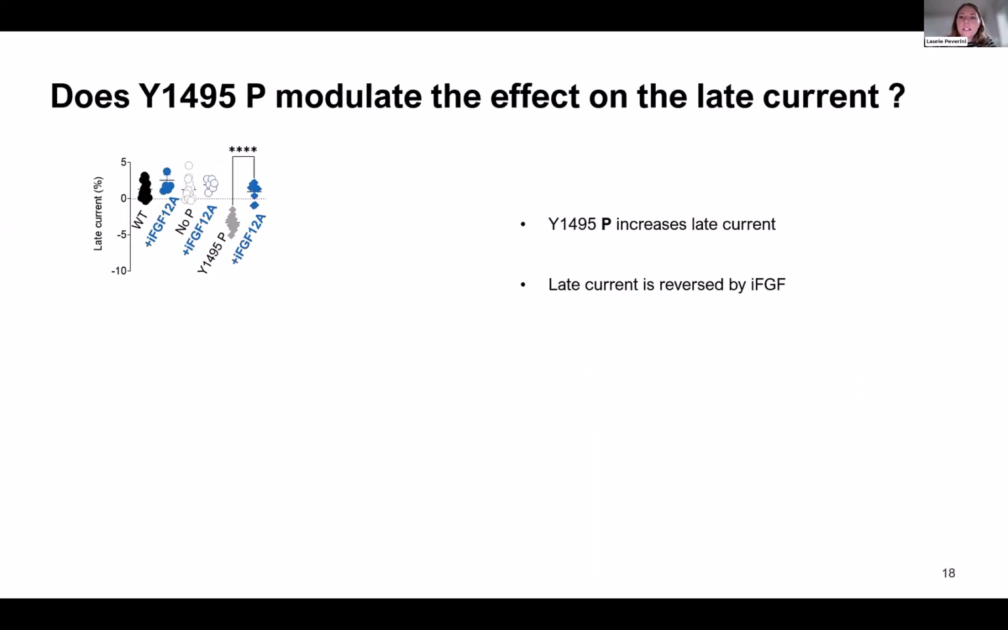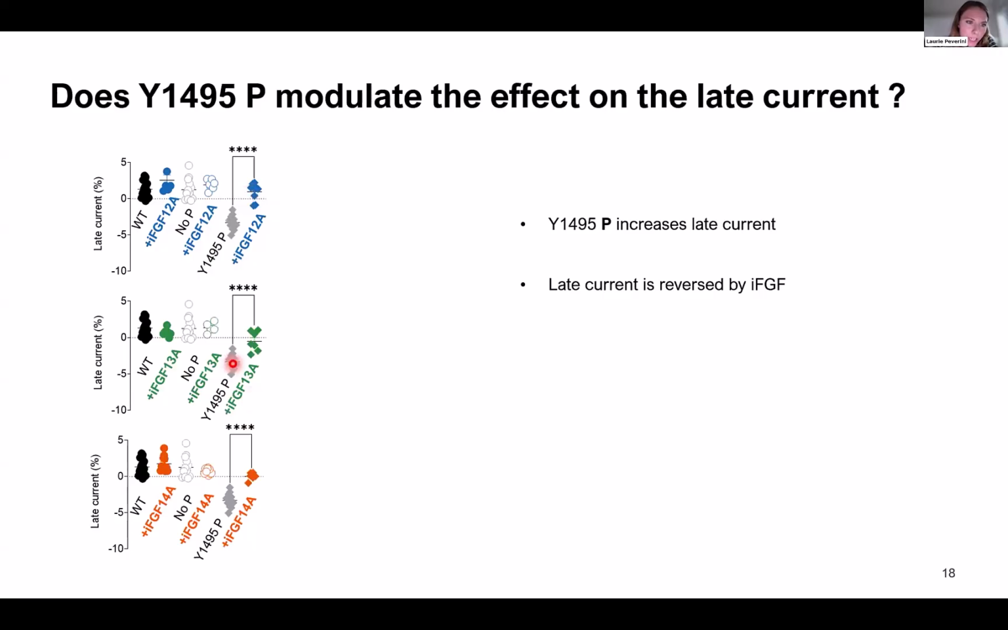But then we wanted to assess if this phosphorylation also modulates the effect of FGF on the late currents. We did that by measuring the late current on wild type co-expressed with FGF12A, and on a non-phosphorylated construct co-expressed with FGF12A. Here you can see there is no real difference in the level of the late current. Then the phosphorylated construct elicits a large late current, and this is drastically reduced with the co-expression of FGF12A. This is also the case with FGF13A and FGF14A.